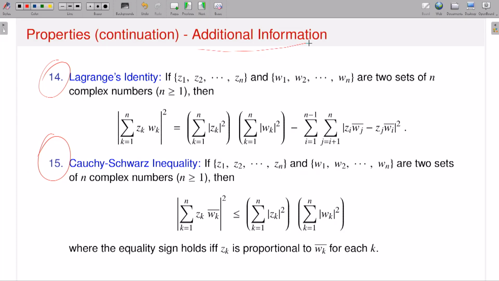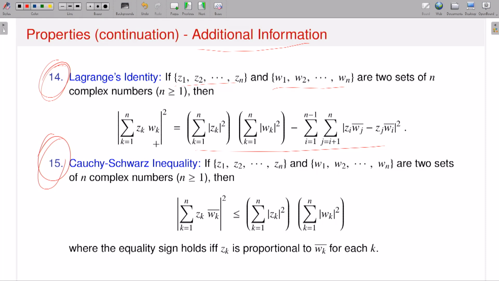What is that? First one is the Lagrange identity, and second one is the Cauchy-Schwarz inequality. These two inequalities are very famous. Okay, so what it says is that if I start with Z1, Z2, Zn in complex numbers, and another set W1, W2, Wn, two sets of complex numbers, then what will happen? I can estimate the sum over k from 1 up to n of zk times wk, absolute square, which is exactly equal to, and I think you can easily prove it.